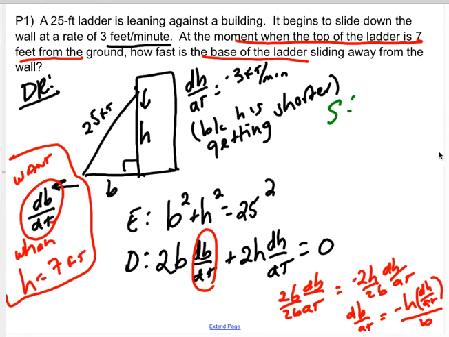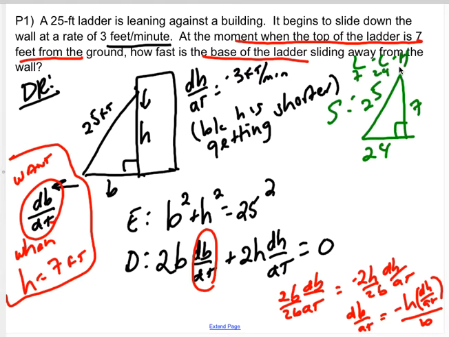Either way, when I go to substitute my specific stuff, I need to look at that moment that they're talking about. Well, the moment they're talking about is when this is a 7 and this is a 25. That's another Pythagorean triple. 7, 24, 25 is a Pythagorean triple. If you don't have it memorized, you can use the Pythagorean theorem to figure it out, right?